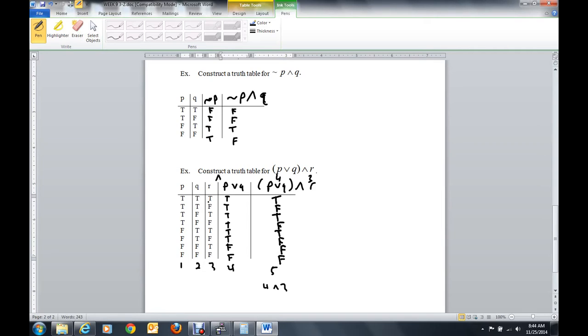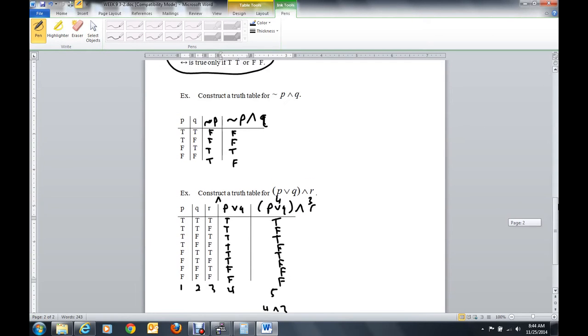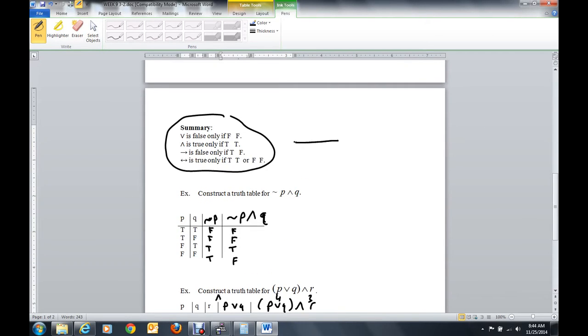So let's go over it again. These two were both true, so it's true. This one had a false, so it's false. These two are both true. This one has a false, so it's false. This one has both true, so that's true. The last three have at least one false, so those are all false. And that's it. So once again, very, very important.